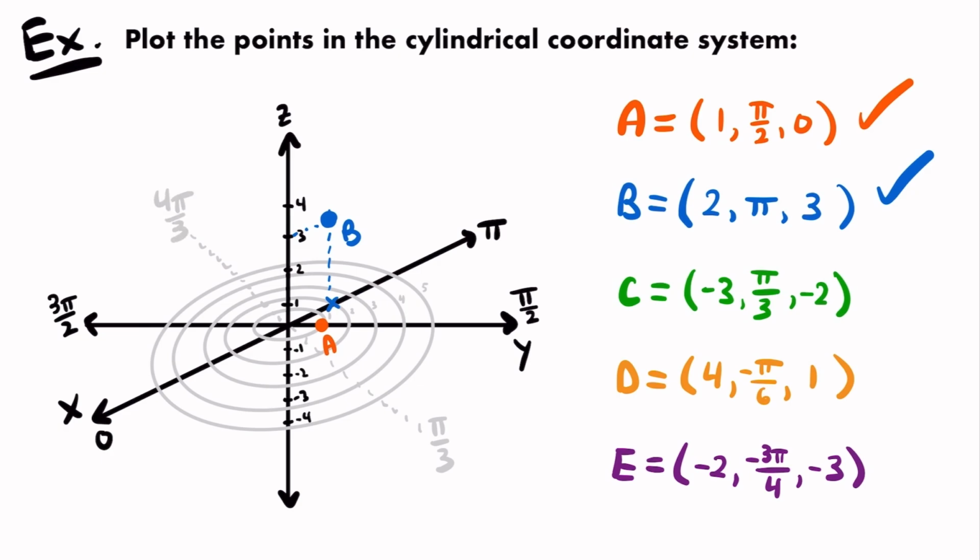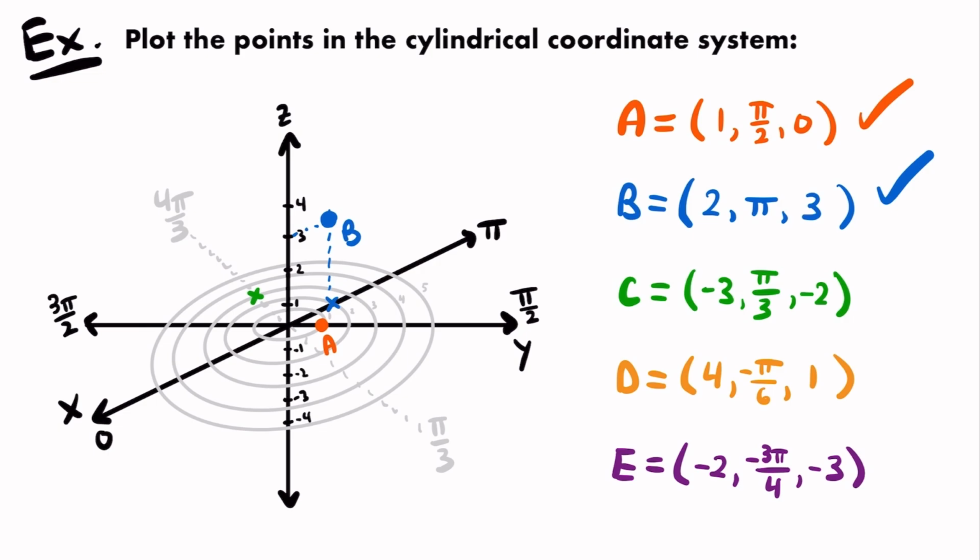And so our point C is going to have a shadow or projection in the xy plane right here. Once again, we went to an angle of pi divided by 3, and then we have a radius of 3, but that radius is negative, so we reflect to the other side of the xy plane, and so that is the shadow of our point.